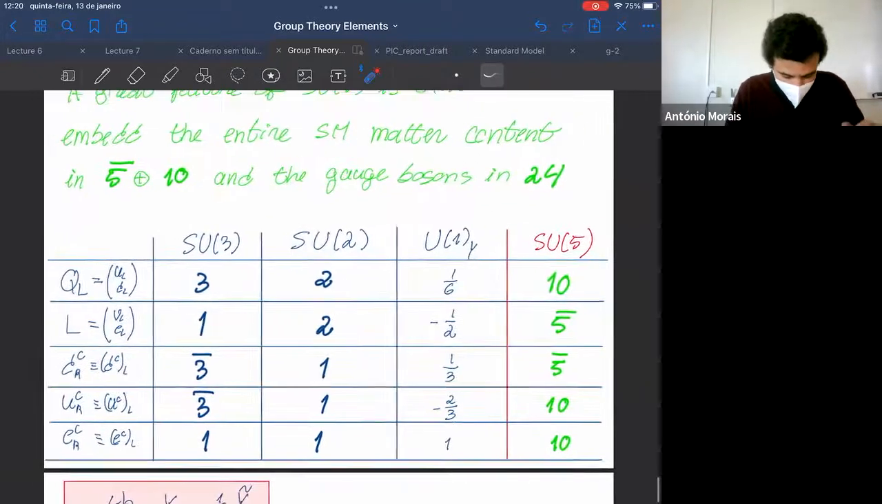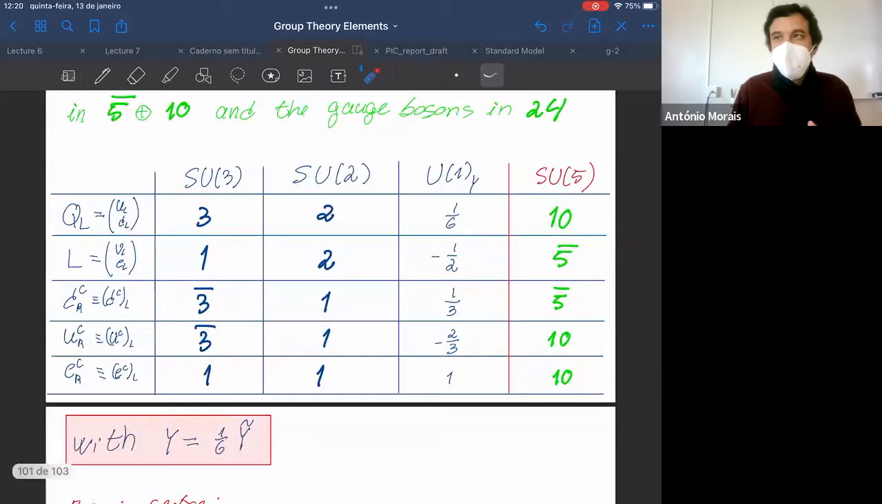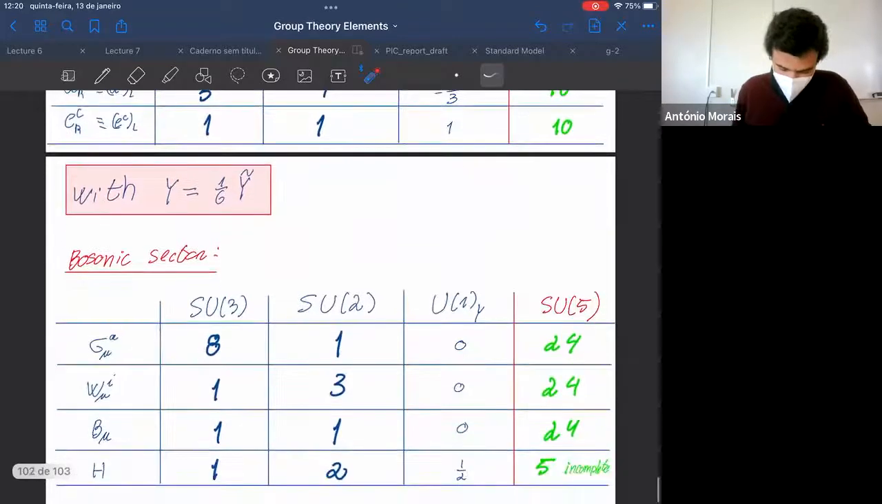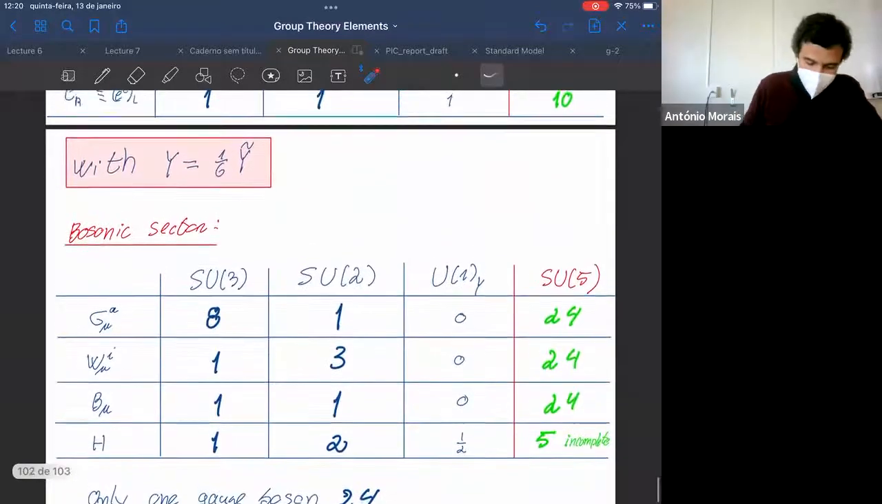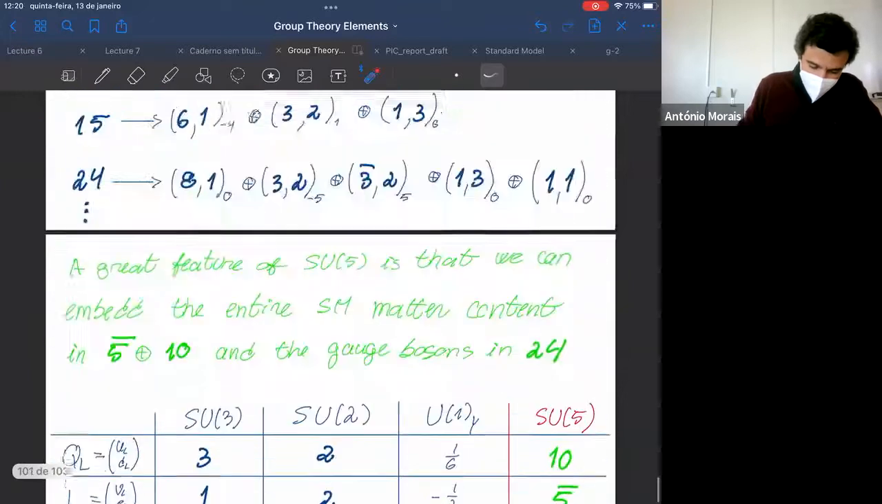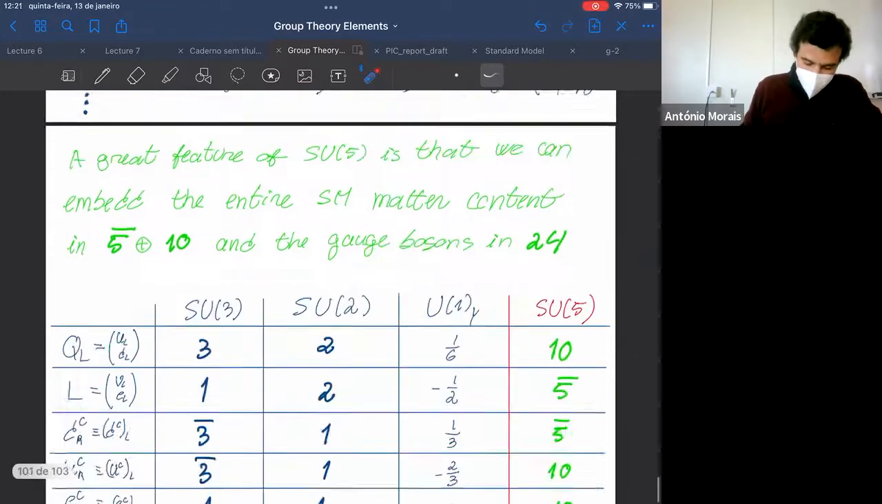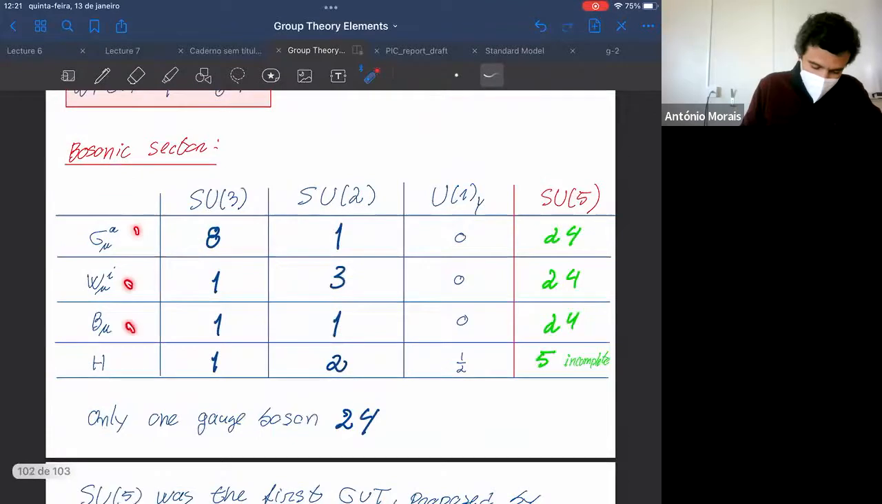And this also serves to introduce you the quantum numbers of the standard model. Of course, with this normalization here. And the bosonic sector, it's the same. So what happens to the 24? Just see, you have an octet, which has 0 hypercharge. You have a triplet of SU(2) with 0 hypercharge, and you have this singlet, which is the B, typically what we call the B field. So these 3 are inside the 24.